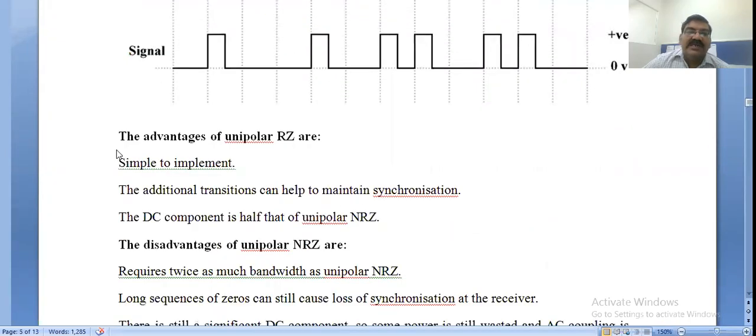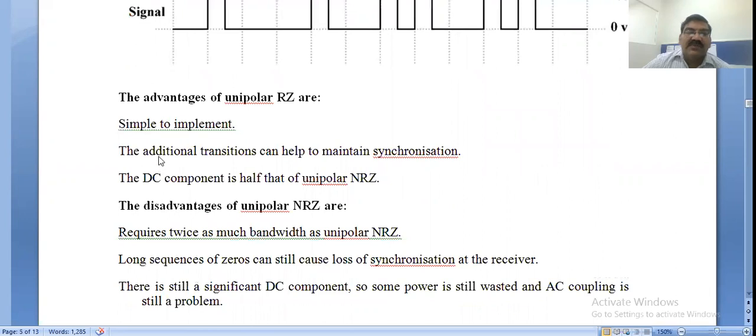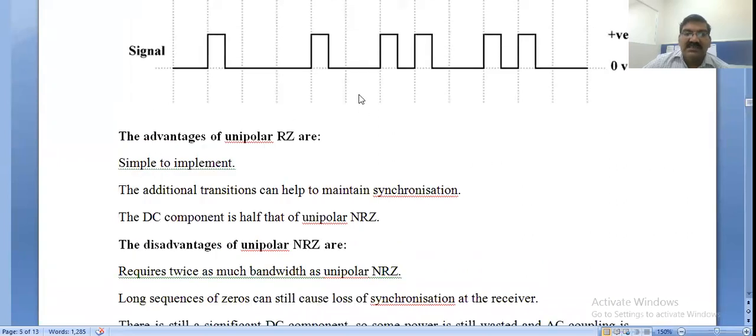So what is the advantage? Simple to implement, as it will go for half of the pulse and come back. The additional transition can help to maintain synchronization, so synchronization can be done very easily. The DC component is half that of the unipolar NRZ.